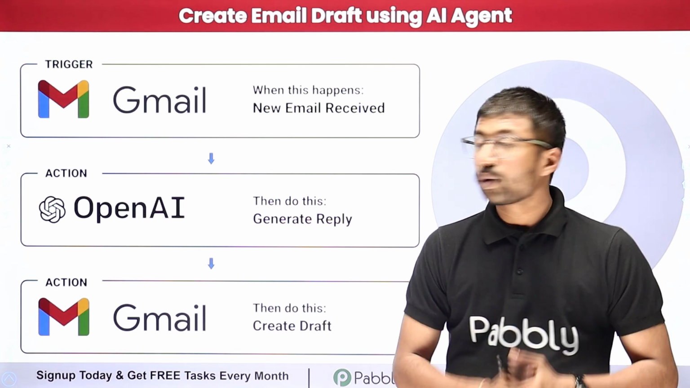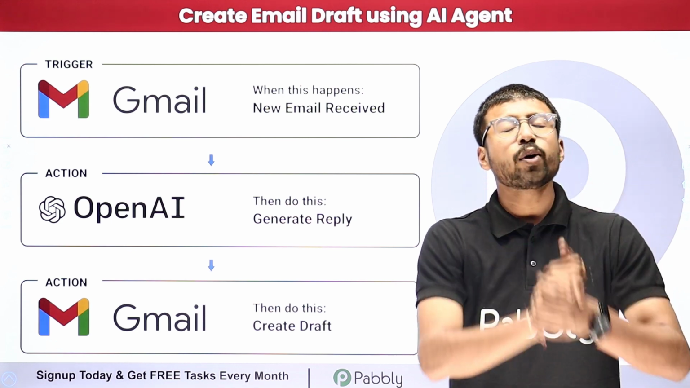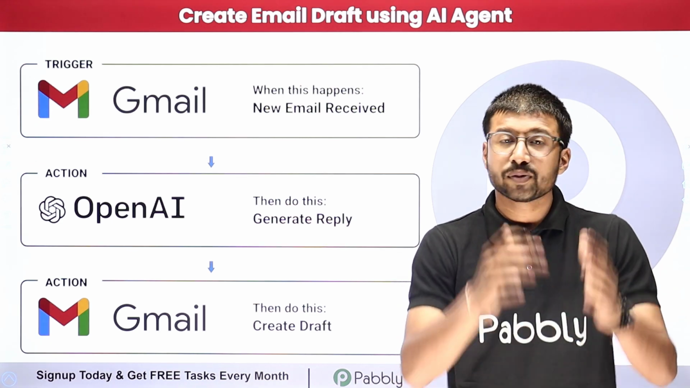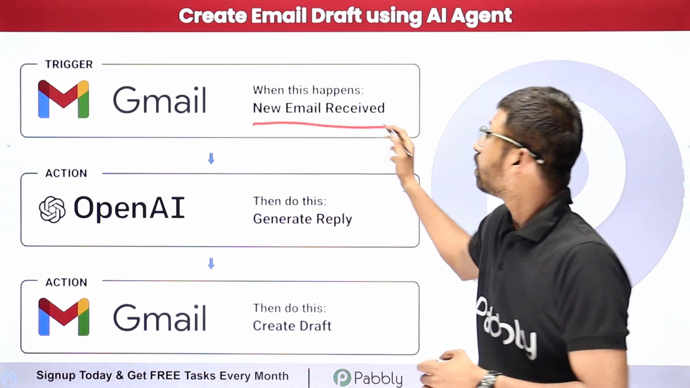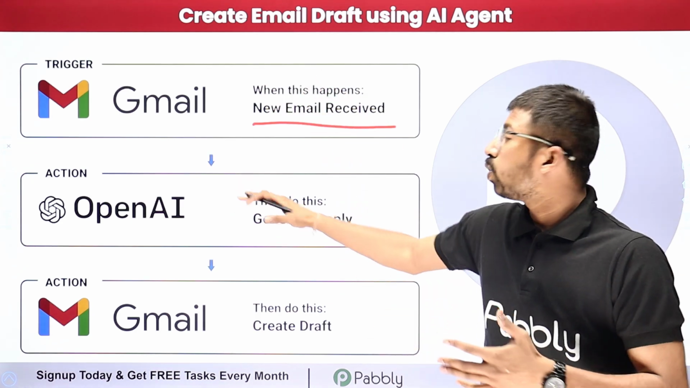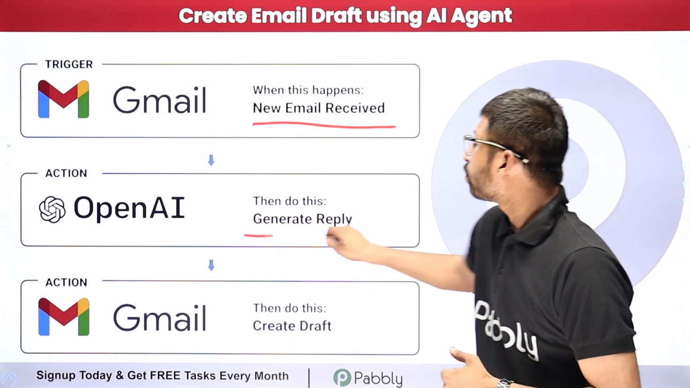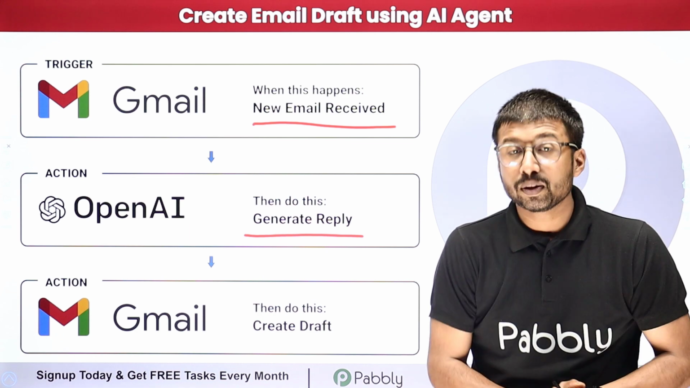So in this video, we are going to learn how to create email drafts using an AI agent. We are going to build an AI agent using which, whenever you receive a new email on your Gmail account, the same email will automatically be sent to OpenAI or to any AI platform of your choice, using which we are going to generate the reply of the same email which you have received.